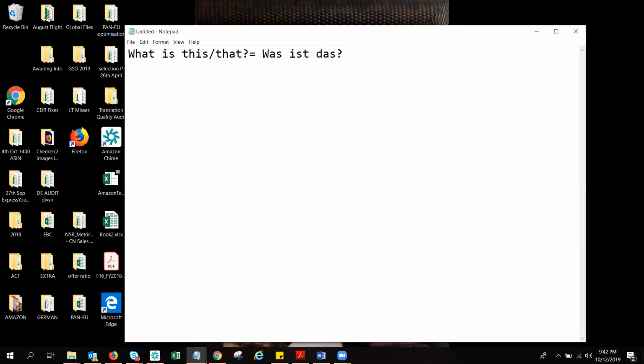Or if it is plural and you want to ask what are these, then was sind das? What is this or what are they? The answer could be in two senses. One, suppose there is a port and you want to say, this is a port: Das ist ein Hafen.